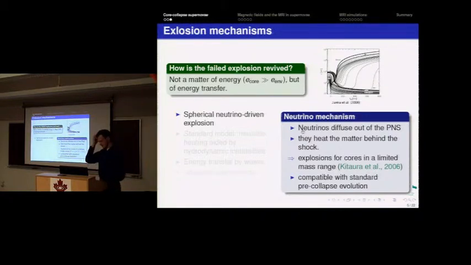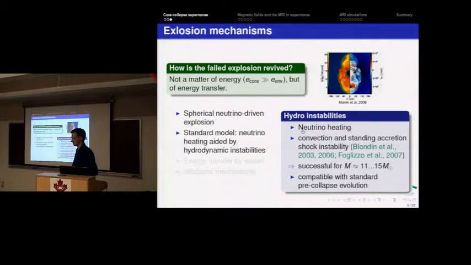The most important thing of this mechanism, except that it works, is that it's compatible with a standard pre-collapse evolution. You don't need anything which is not included in the standard models of stellar evolution, for example, rapid rotation or extremely large magnetic fields. The last point is true also for this. This was 1D. They've done the same in 2D to see mixing processes, but the explosion itself is not dependent on 2D effects.